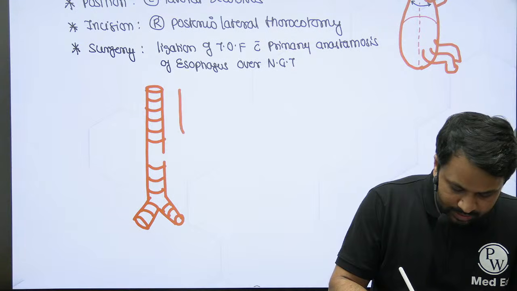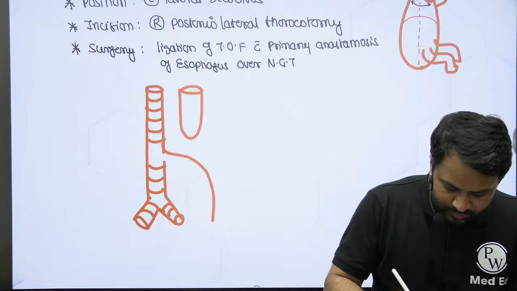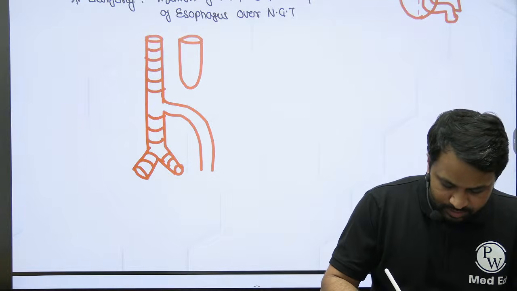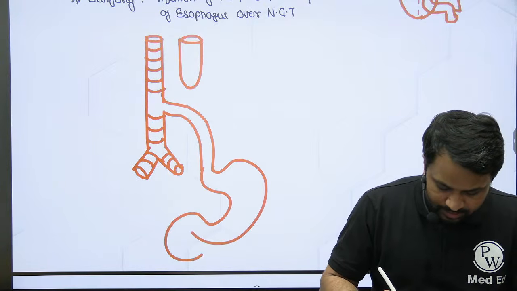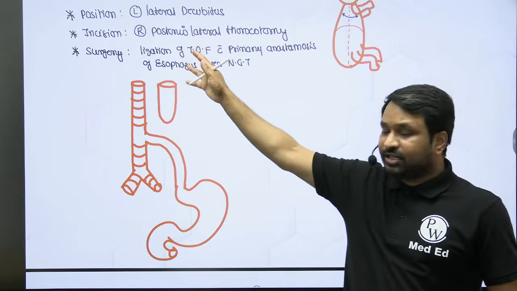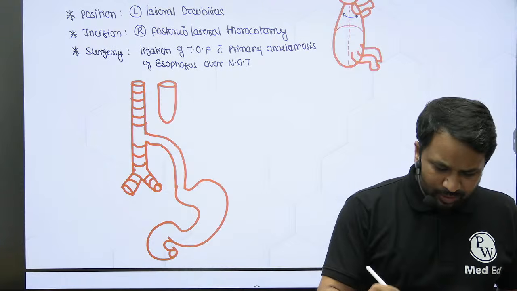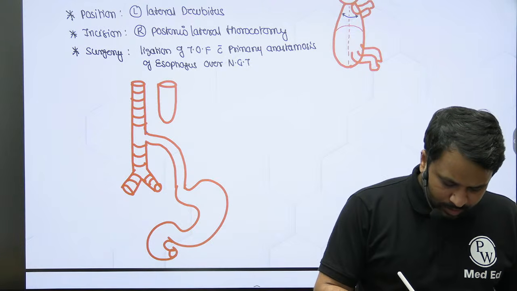This is the tracheal esophagus. This is where the fistula is formed, and this is where the stomach is present. Okay. So what we are saying is we have to ligate the tracheoesophageal fistula and do a primary anastomosis. इसका concept बहुत simple है. I'm going to put a ligature here. That means I'm going to put a tie here.